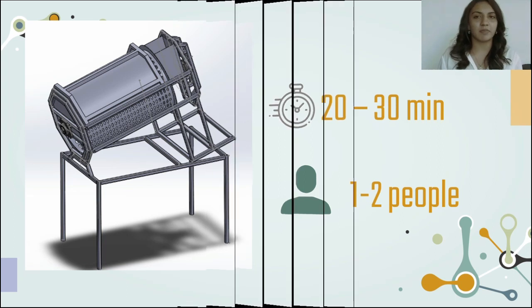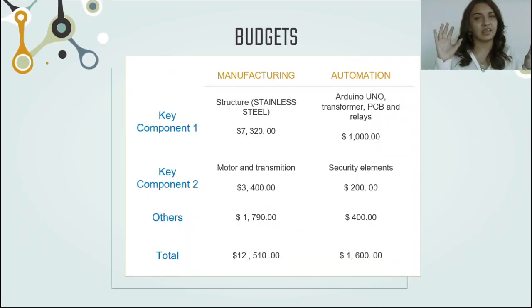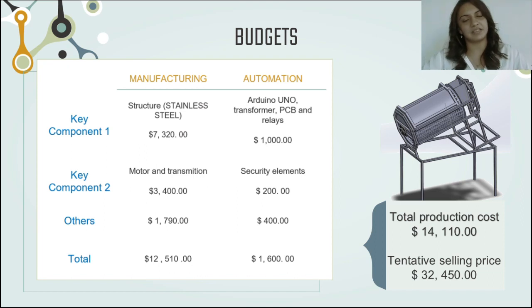Now, finally, talking about the budget and costs of our project, we separated the budget into 2 categories, the manufacturing and the automation, and this gives us a total of 14,110 pesos, and we have a tentative selling price of 32,450 pesos. And that's pretty much it.